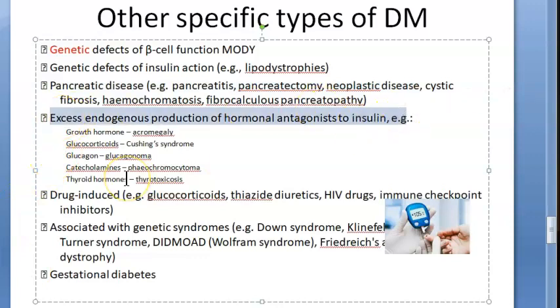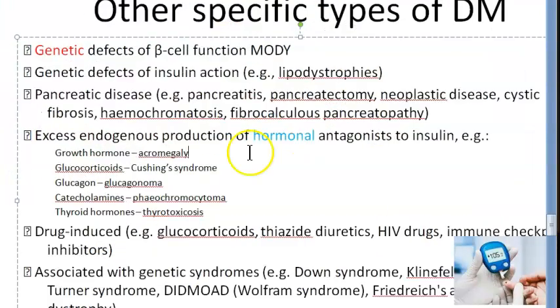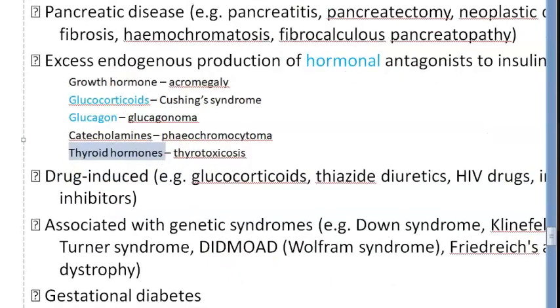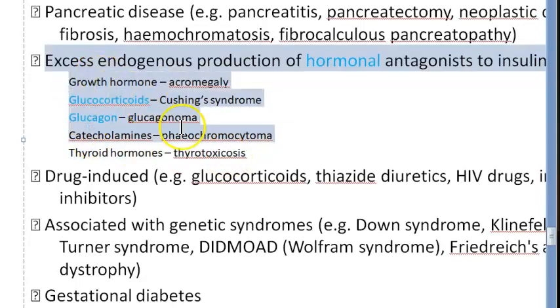Are you ready? Excess endogenous production of hormonal antagonists to insulin. So insulin is there again. There is some hormonal antagonist. Very specifically they're telling you it's a hormonal antagonist to insulin. Okay. So which hormones are antagonists to insulin? I will say first of all glucagon. Who won't say this word? Steroids. Okay. Growth hormone. Catecholamines like in pheochromocytoma. Thyroid hormones itself, thyrotoxicosis. So these won't let the insulin act. Okay. Excess production of these hormones won't allow insulin to act.